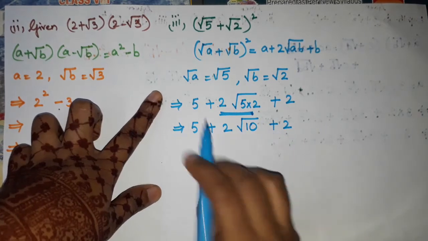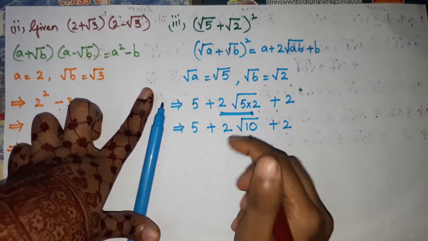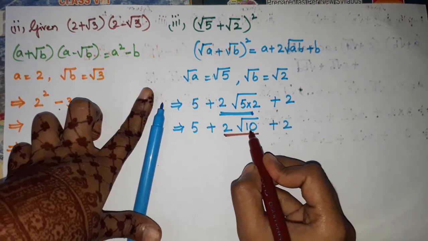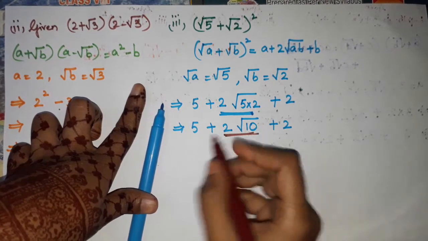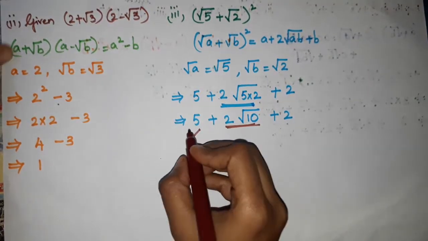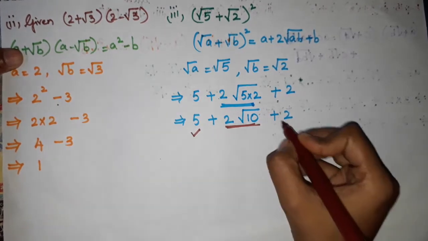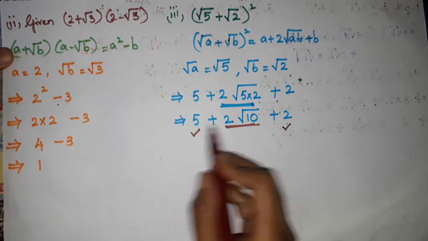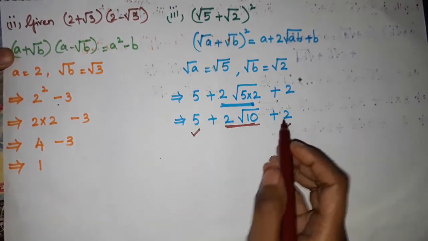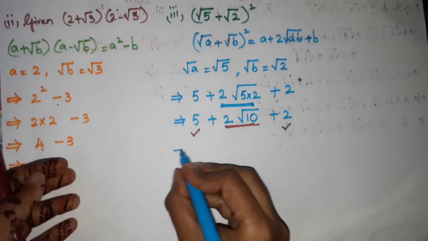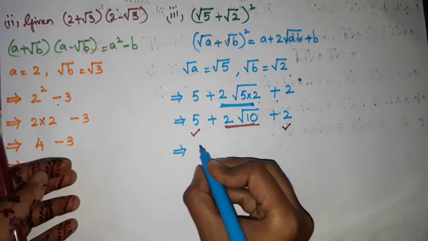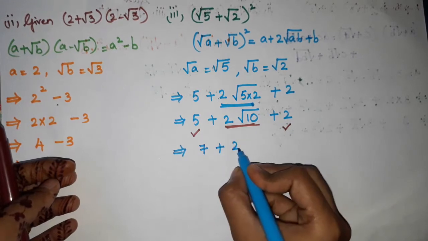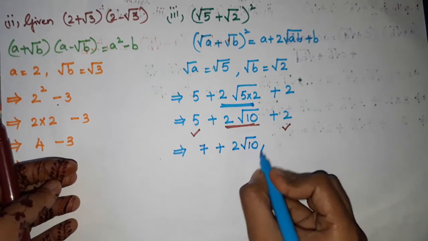See here, this one has root 10 along with it, so we should not add this. We must add 5 and 2 because they don't have any roots, so we can add these two numbers. 5 plus 2 is nothing but 7. 7 plus 2 root 10 as it is. So till here we have to do.